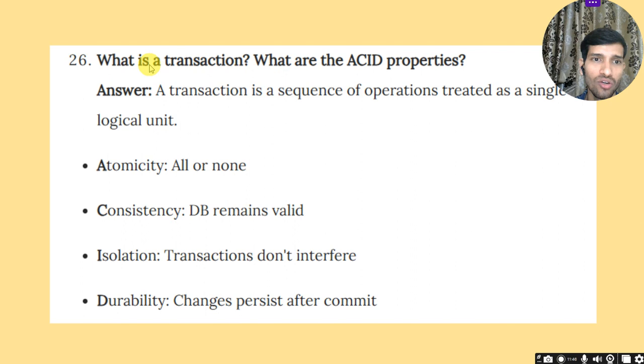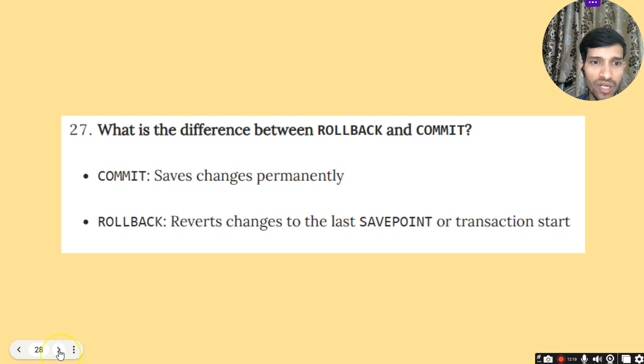Then they can ask what a transaction is and to explain the ACID properties. A transaction is a sequence of operations treated as a single logical unit. A for atomicity, C for consistency, I for isolation, D for durability. Durability means whatever changes are made should be committed at the end of the transaction. Isolation is that two separate transactions should not interfere with each other. Consistency is that the database should remain valid. And atomicity is that if the operation is successful, then only it should commit, else roll back.